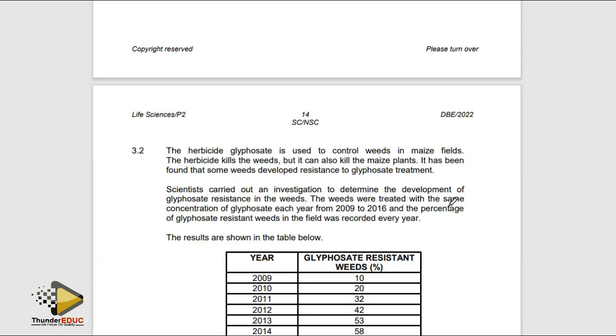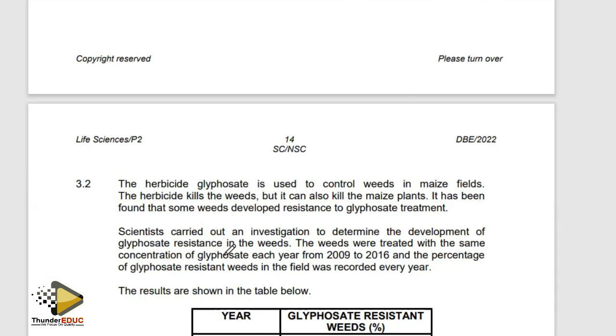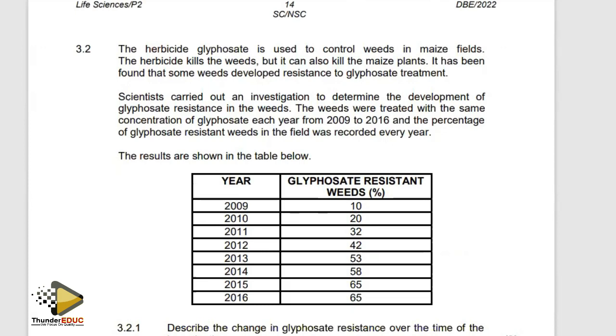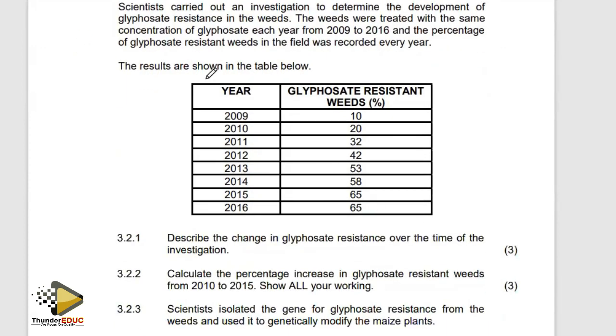The weeds were treated with the same concentration of the glyphosate each year from 2009 to 2016, and the percentage of the glyphosate resistant weed in the field was recorded every year. Results as follows. You see that glyphosate resistance, as years go on, the resistance increases, but in 2015 and 2016 the resistance became constant. So now I'm saying describe the change in the glyphosate resistance over a period of years.